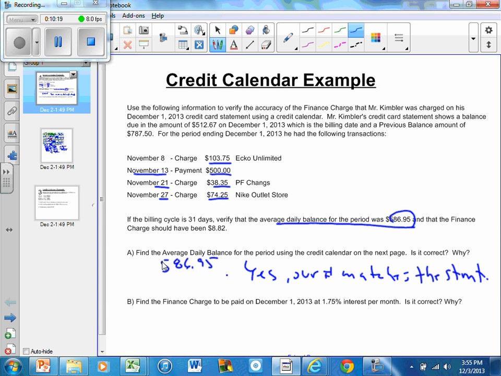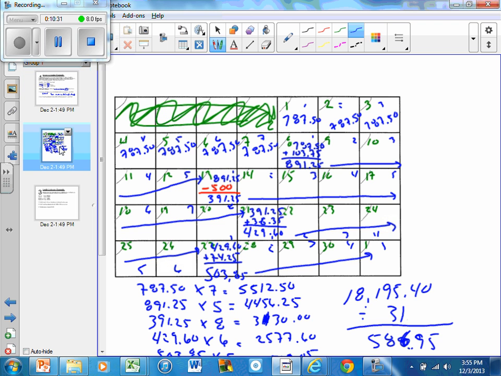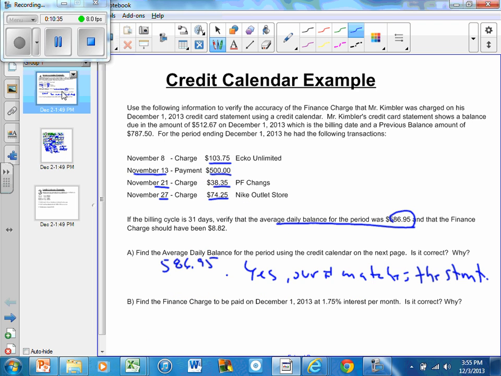Second part, find the finance charge to be paid on December 1st, 2013 at 1.75% interest per month. Is this number correct and why? Well, to find out the interest, we have to take our average daily balance, which we found on this page, which is $586.95, and we have to multiply it by our interest rate, which is 0.0175, and we get a number of $8.82.